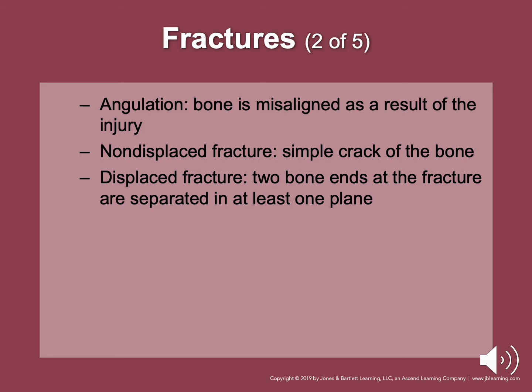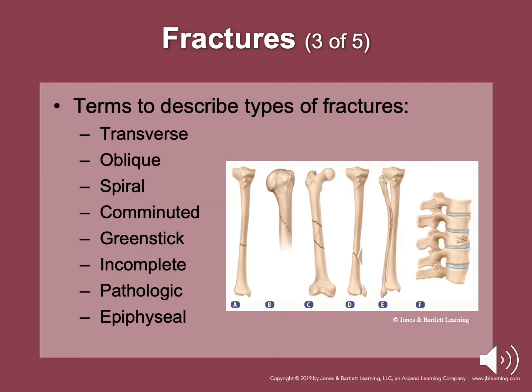Angulation is when a bone is misaligned as a result of the injury and an angle has formed between the fracture fragments. A non-displaced fracture is a simple crack in the bone. In a displaced fracture, the two bone ends at the fracture are separated in at least one plane. Terms to describe types of fractures: transverse is A, oblique is B, spiral is C, comminuted is D, greenstick is E, and then you have your pathological and epiphyseal fractures.